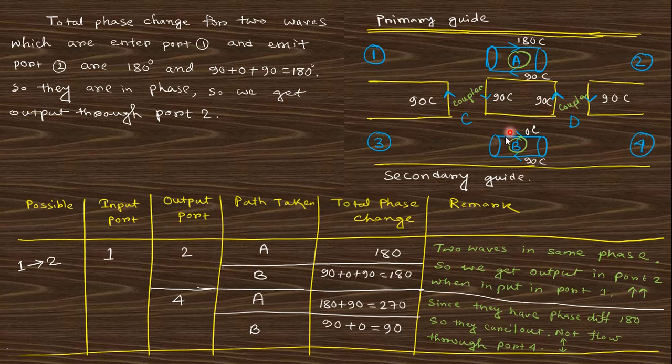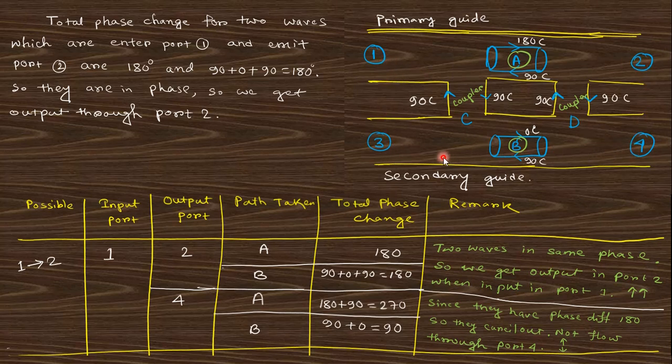What happens at this port? This is 0 and this is 90, so 90, and this is 90, this is 180, so this is 270 and 90, that is a 180-degree phase difference, that is opposite, so no output from port 2. I think that is clear. When the input is port 4, what happens? The possible outputs are 1 and 3.